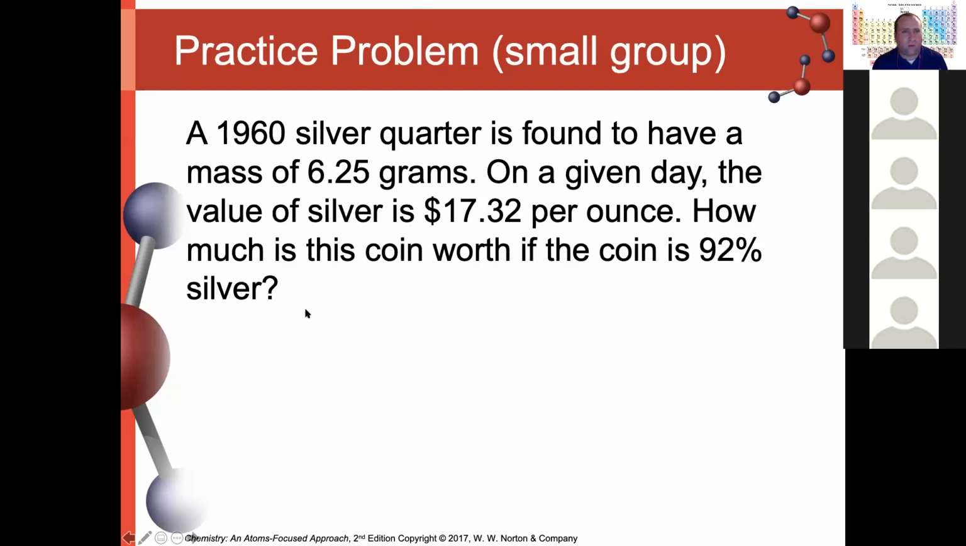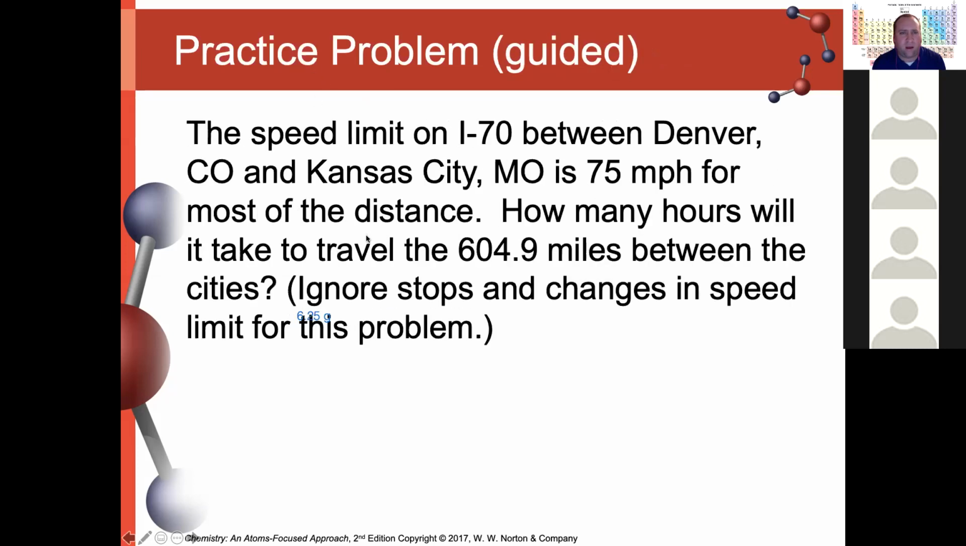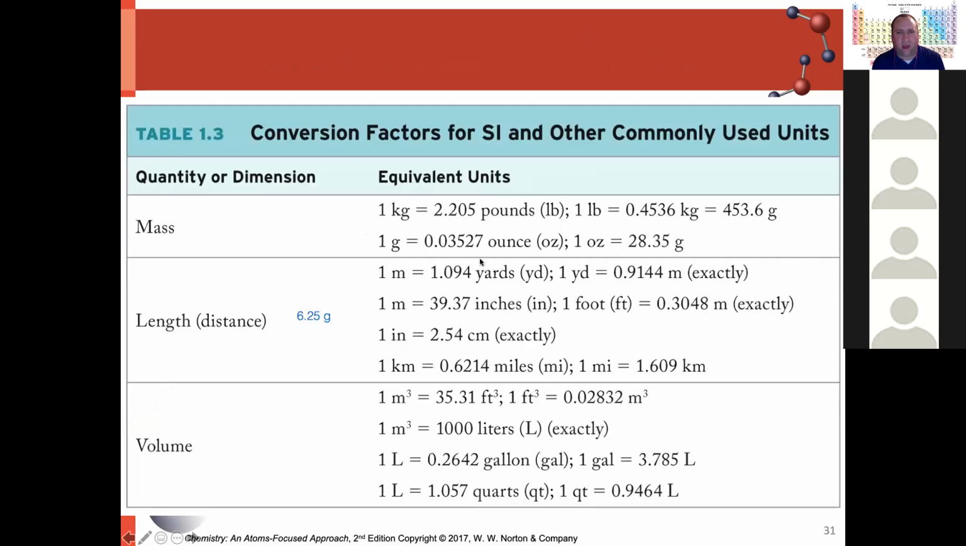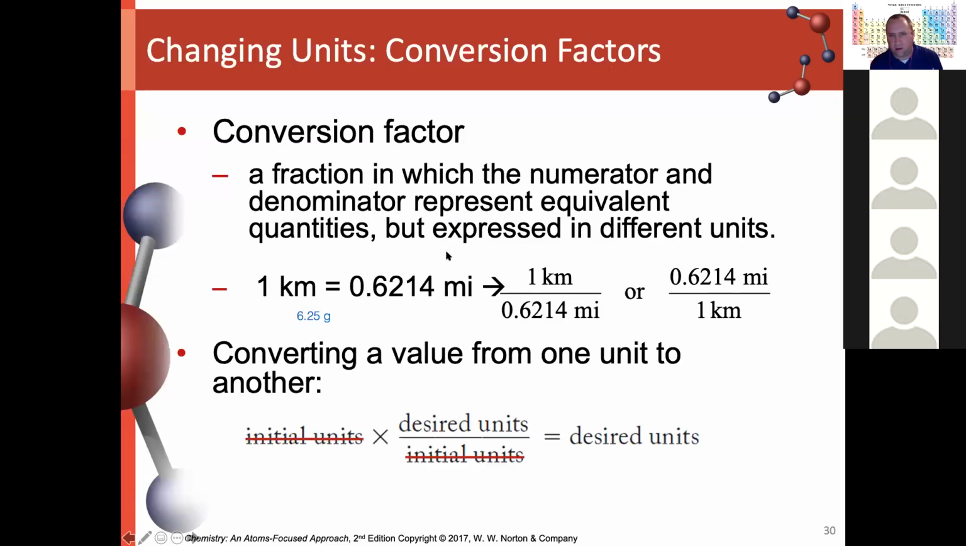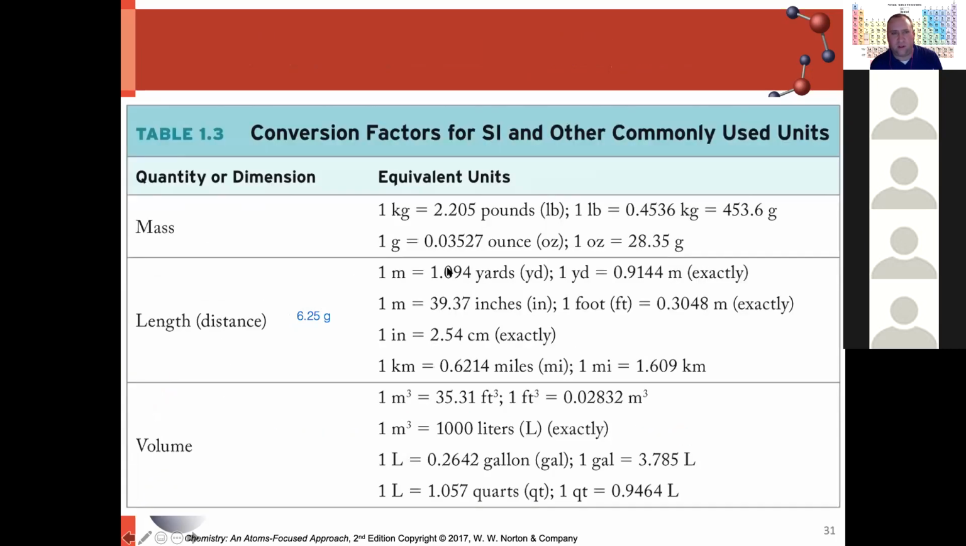So what we have here is we have a 6.25 gram quarter. And we also know, if we go back, that 1 ounce is 28.35 grams.